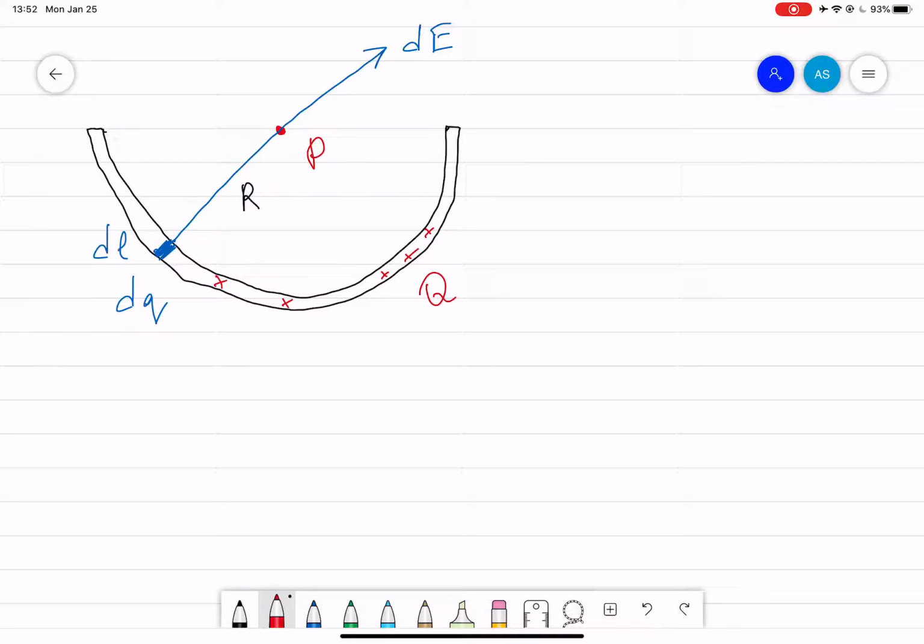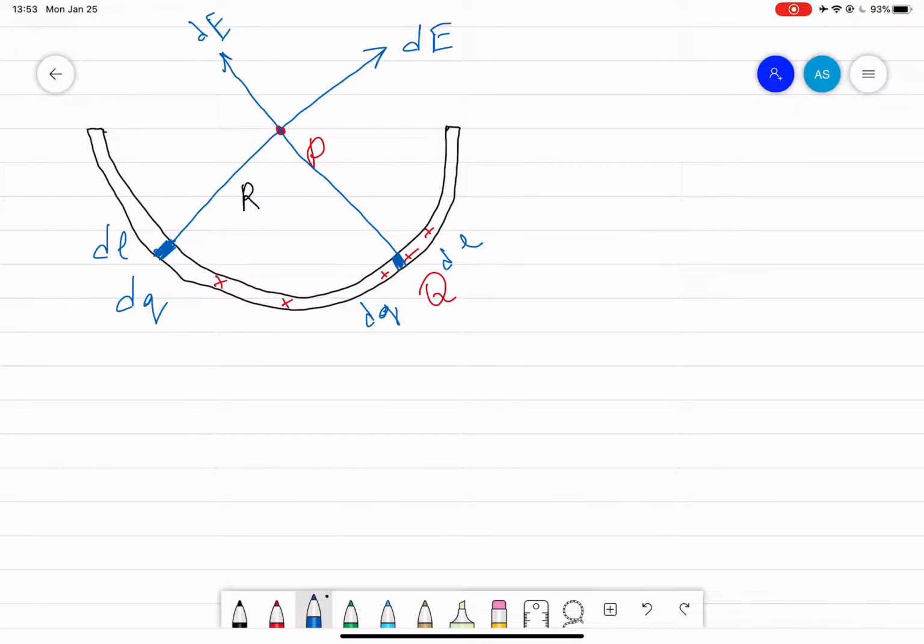Now, let's say that the semicircle has length L. If you take a small piece of it, the length of this small piece will be dl because it's very small, and that charge will be dq. Now dq will create electric field dE. And if you take another small piece at the same distance and draw its electric field, it will be dE too. That one is again dq, and its length is dl.